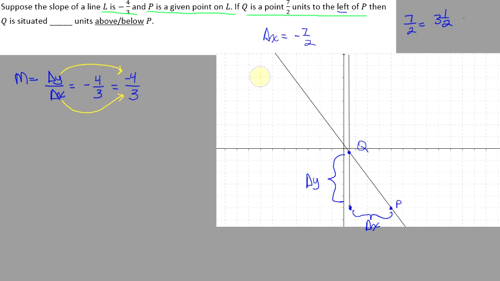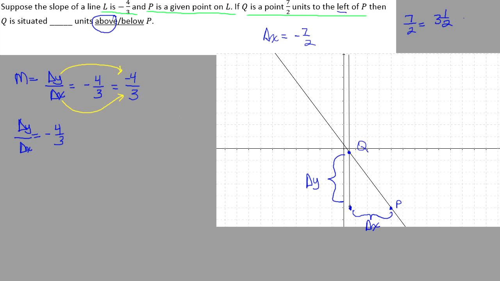Now, one of the things we can see already is that if I go 7½ units to the left, then my Q is going to be above my P. So half of the problem's already solved for us. 7½ units above P. Now we could try to count out how much this delta y is, but let's stop for a second there and do it algebraically. So let's go back down over here and recopy delta y over delta x is equal to minus 4/3.